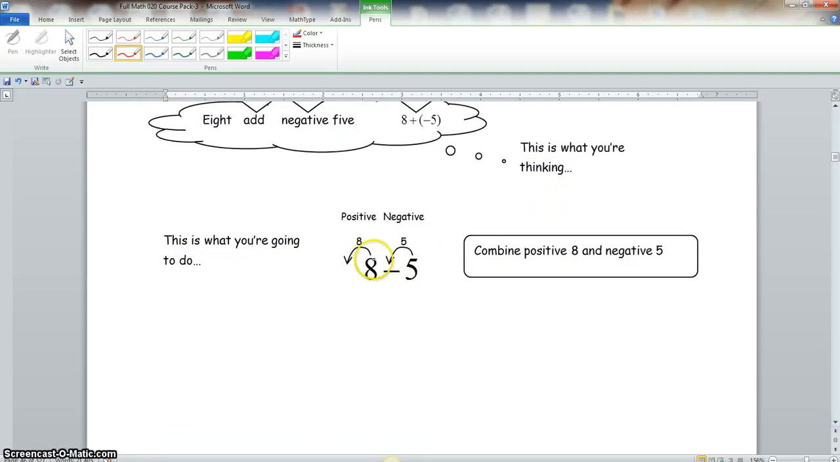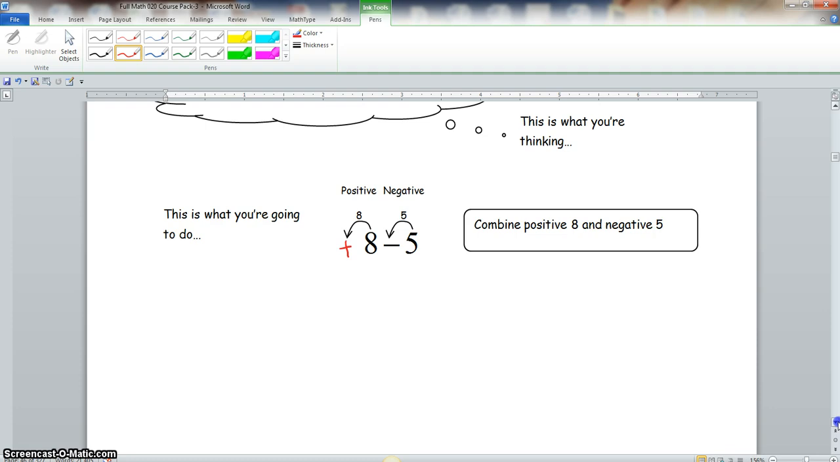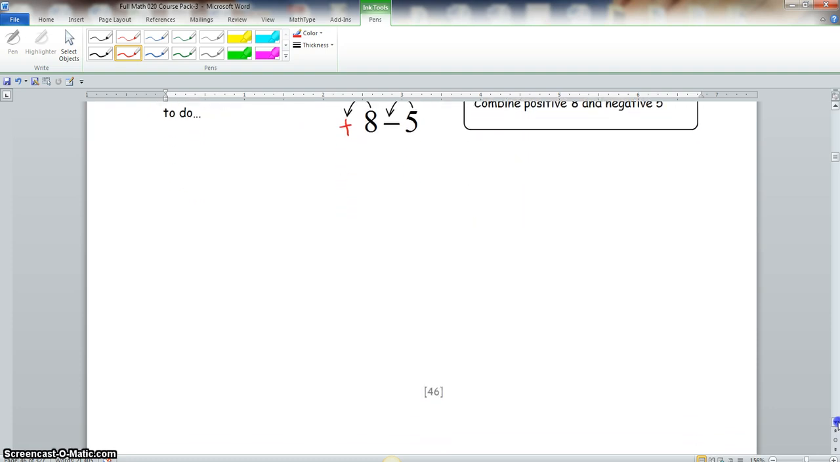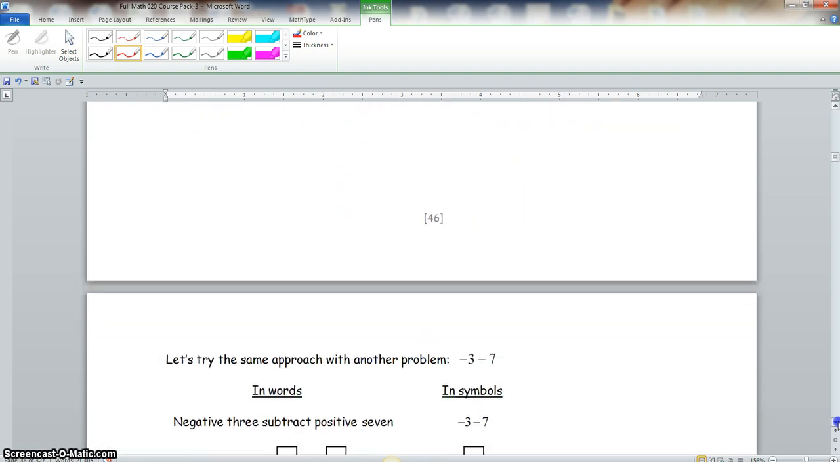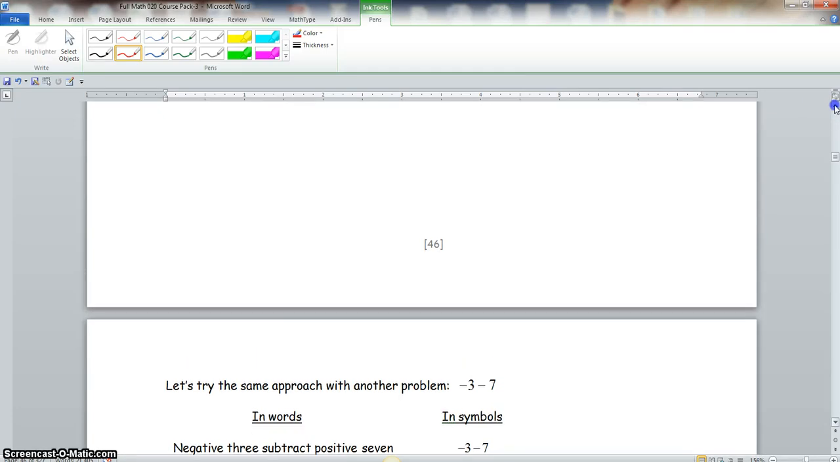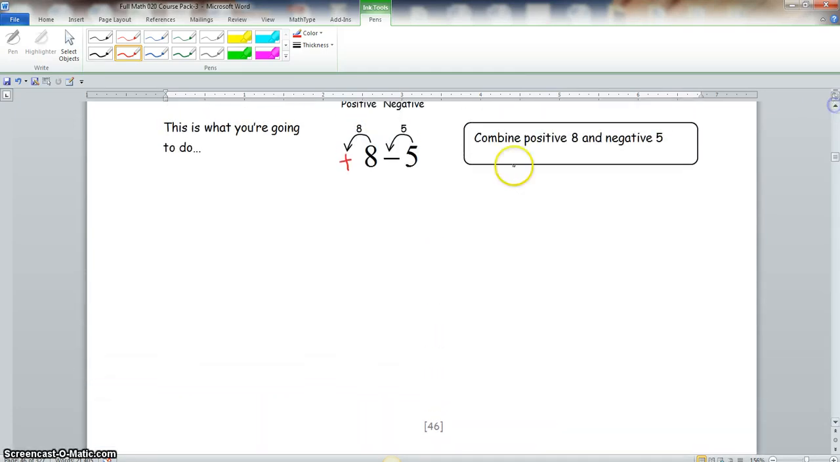We have a positive 8 because even though the sign is not shown here, when there's no sign shown, that's a positive. So this is a positive 8 minus 5. Now, we go on here. Hold on, I need to go back here. And we know positive 8 minus 5 will give us positive 3.